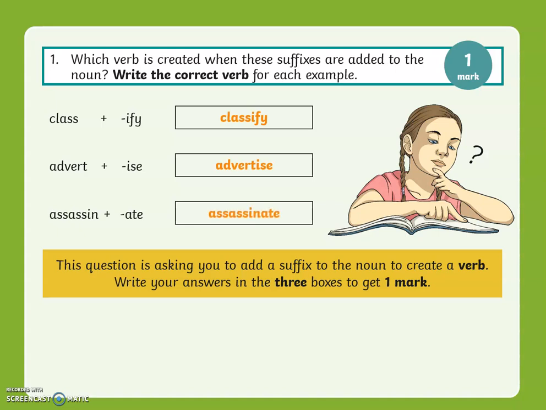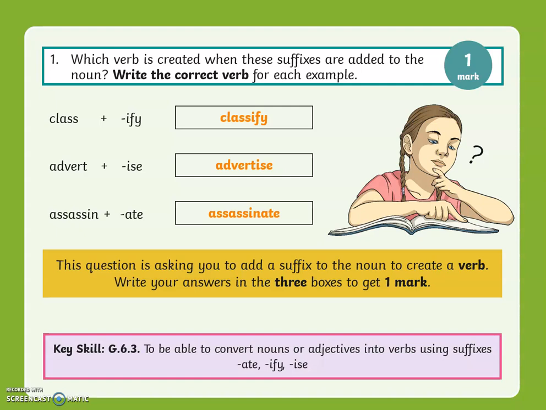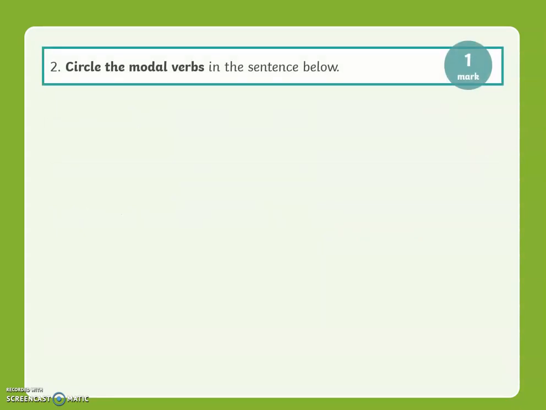So you should have had time to think about that now. You've got classify, advertise and assassinate. We've done a question like this one before, haven't we? Very similar to this one. It's to do with this skill: you need to be able to convert nouns and adjectives into verbs using suffixes like ate, ify and ise. That's an important Year 5 skill. Once you can master it like this, you'll be able to master the other ones, which we'll be doing in the next lot. So let's go.